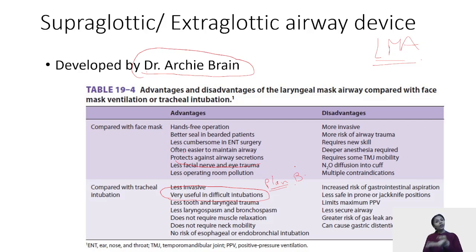ET tubes can go into the esophagus, they can be endobronchial, whereas the SGAs are present over the glottic opening. They don't cross your vocal cords. Thus, there are no chances of endobronchial intubation or esophageal intubation. But the disadvantage of SGAs is that they are still not a foolproof system for prevention of aspiration.